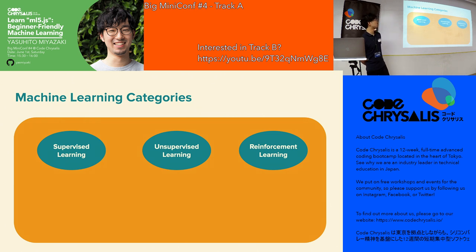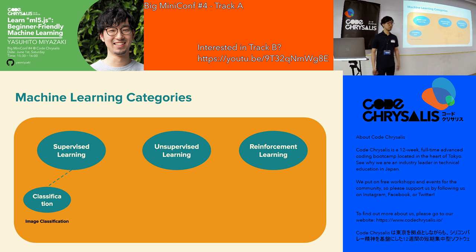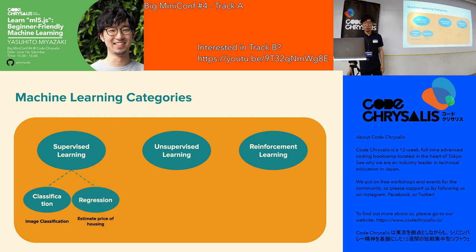What are the categories in machine learning? In general, there are 3 categories. One is supervised learning, the other one is unsupervised learning, and there's also reinforcement learning. Supervised learning has what is called classification. It's used to classify images and videos. It also has regression, to estimate the price of housing, for example.